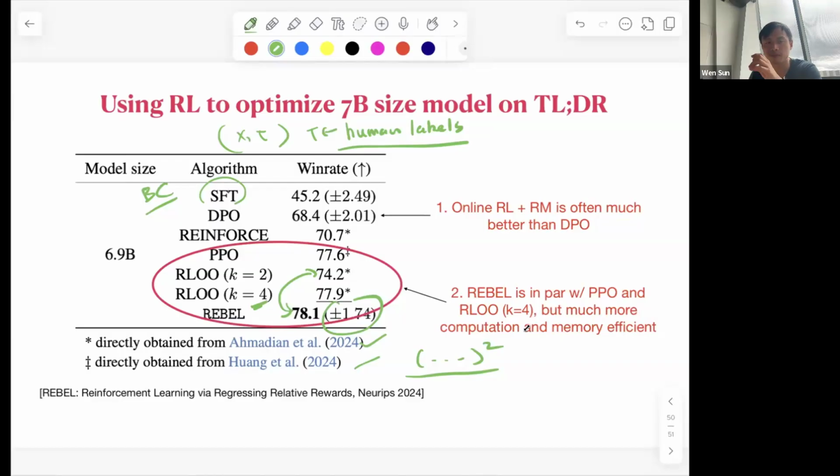In addition to these experiments, we have other larger experiments in the paper, but I'm not going to go through that. And you can also apply this algorithm on fine-tuning image generative models. So we take some diffusion models and we apply Rebel on this as well. And that works pretty well too.